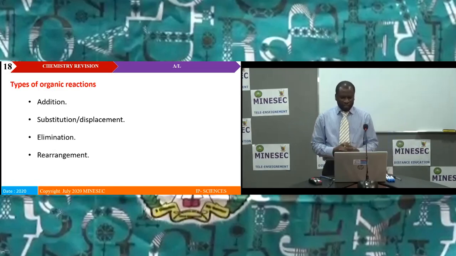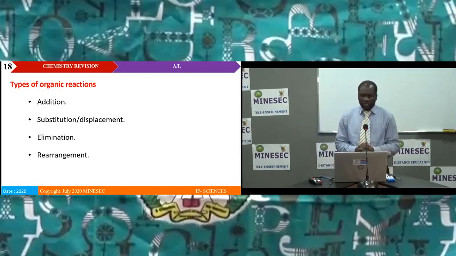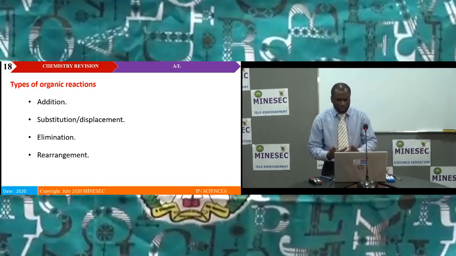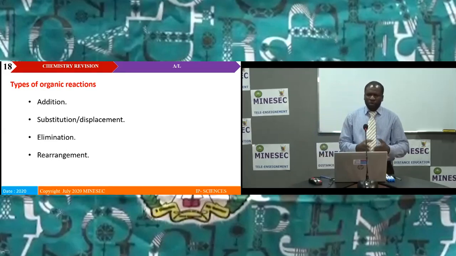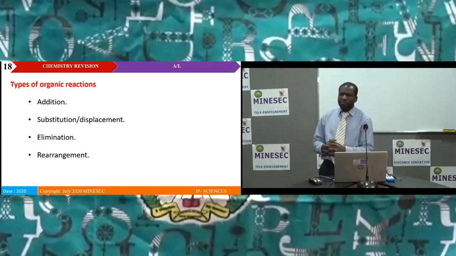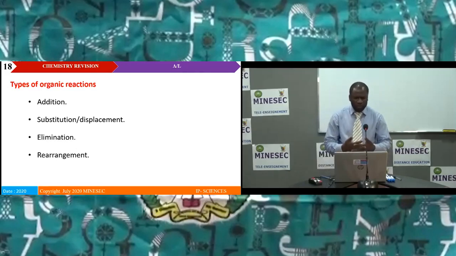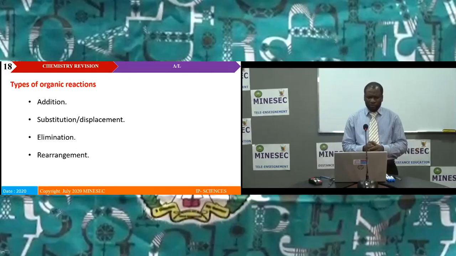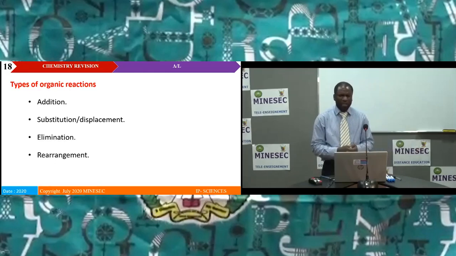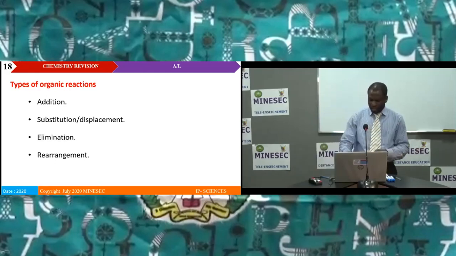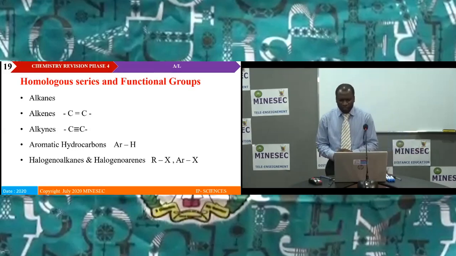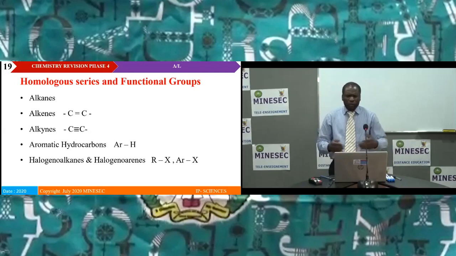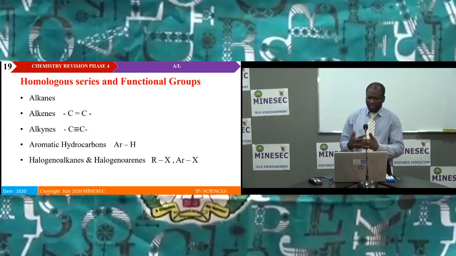Types of organic reactions. We saw the following types of organic reactions: addition reactions, which is common to unsaturated molecules. We saw substitution or displacement reactions, which are common to saturated molecules. We equally saw elimination and rearrangement reactions. Homologous series and functional groups. We studied the following homologous series and their functional groups.